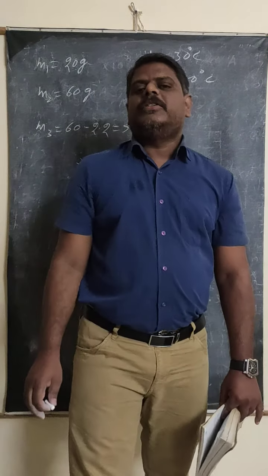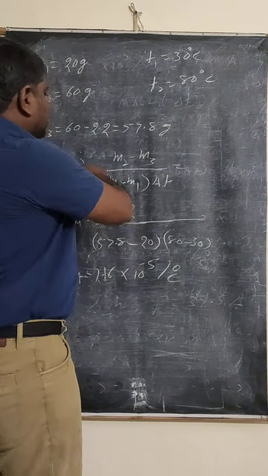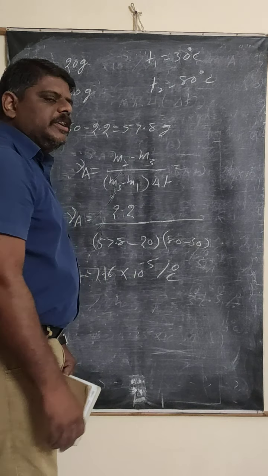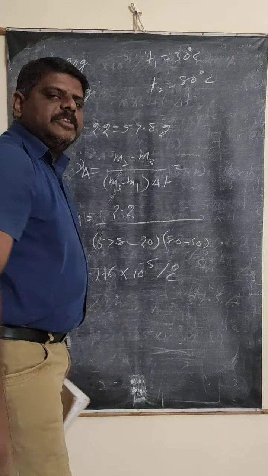So in this way you have to solve the problems. You need to remember this formula: M2 minus M3 by M3 minus M1 into delta T. Okay. So let's go to the next problem.